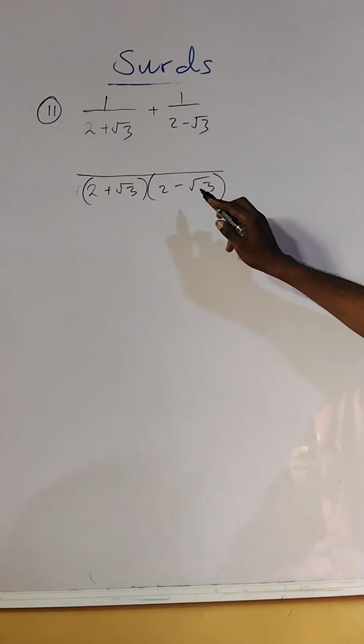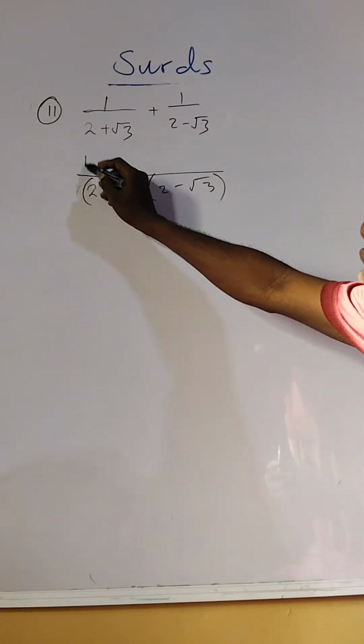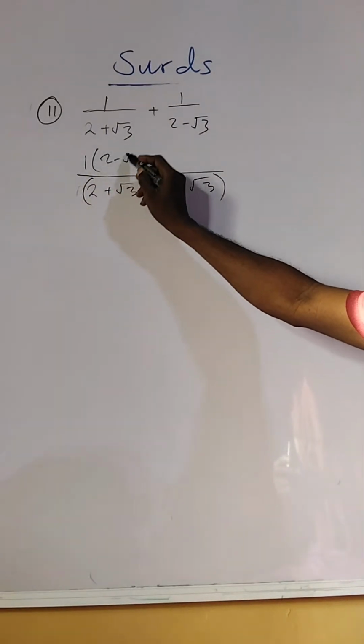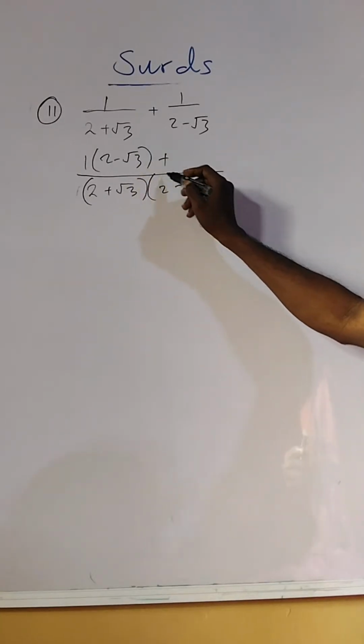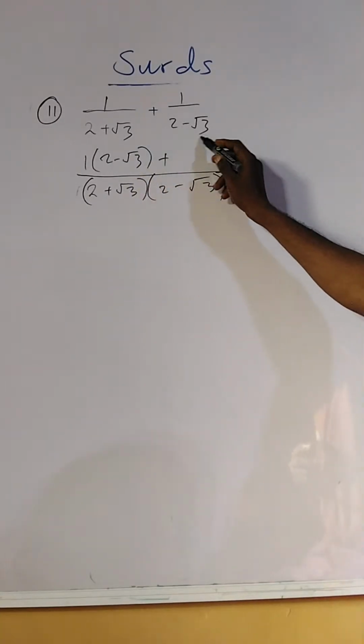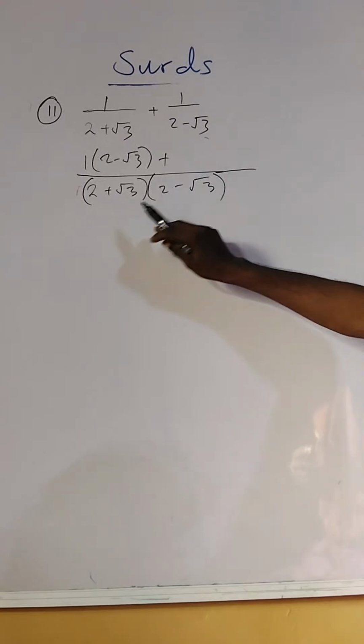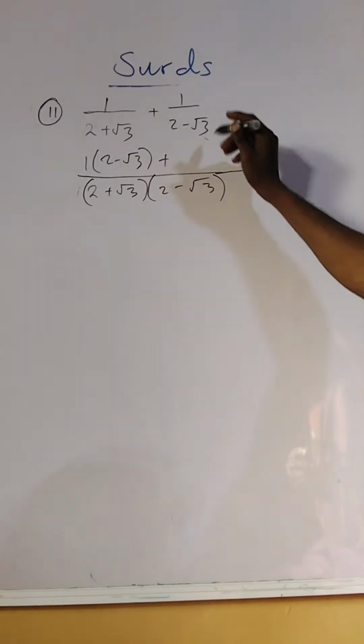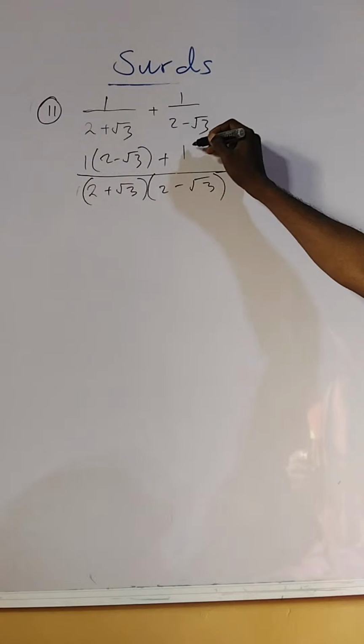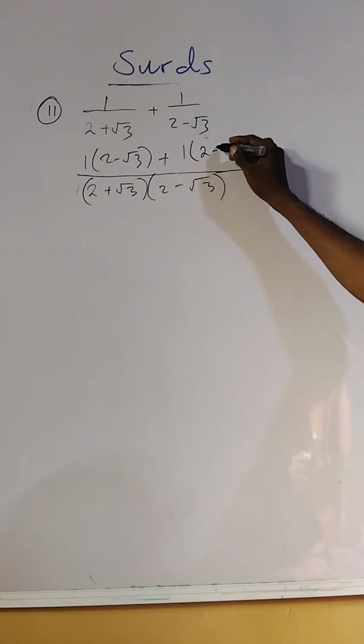Then 2 minus root 3 left here, multiply 1. We now have 1 times 2 minus root 3, then plus. Also same thing here, 2 minus root 3 cancels out here. We have 2 plus root 3 left, then times 1. We have 1 into brackets, 2 plus root 3.